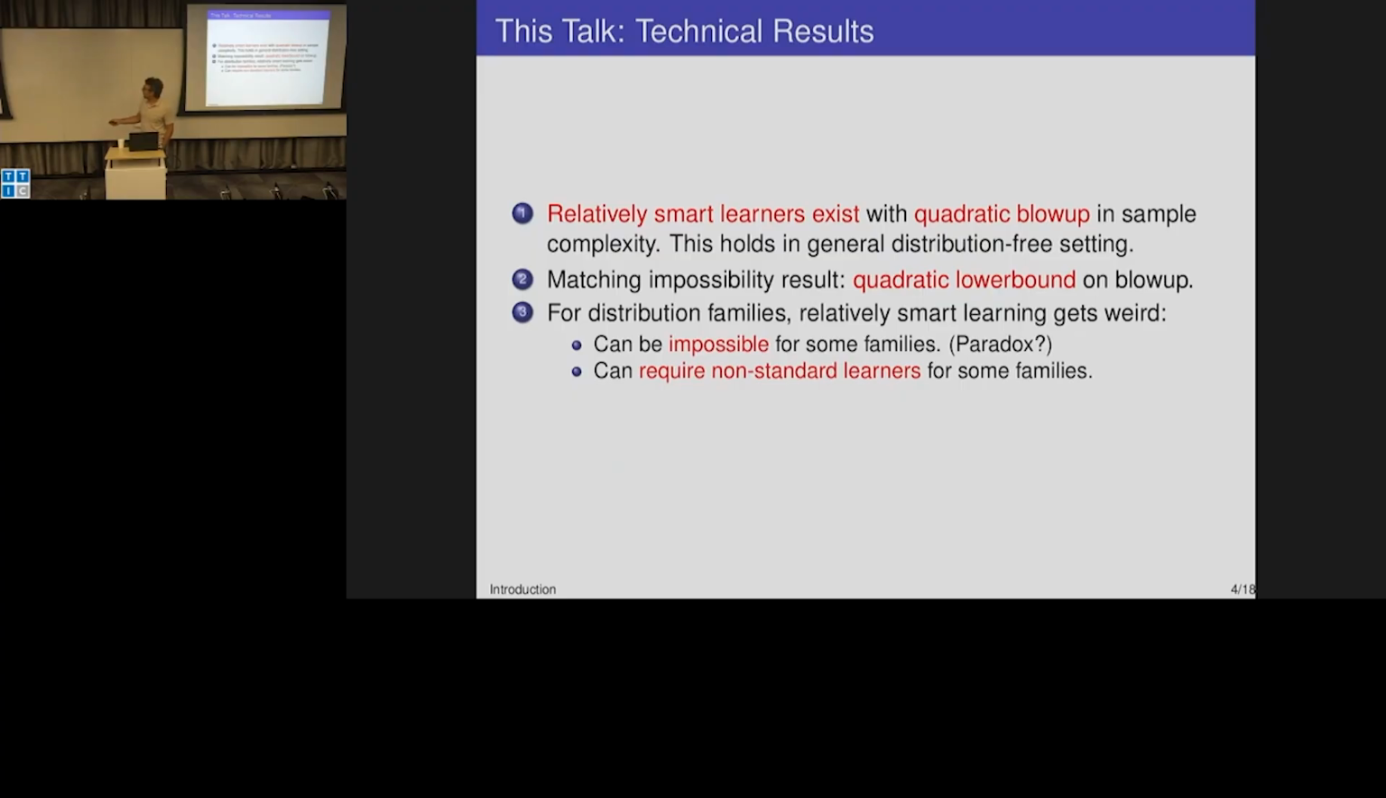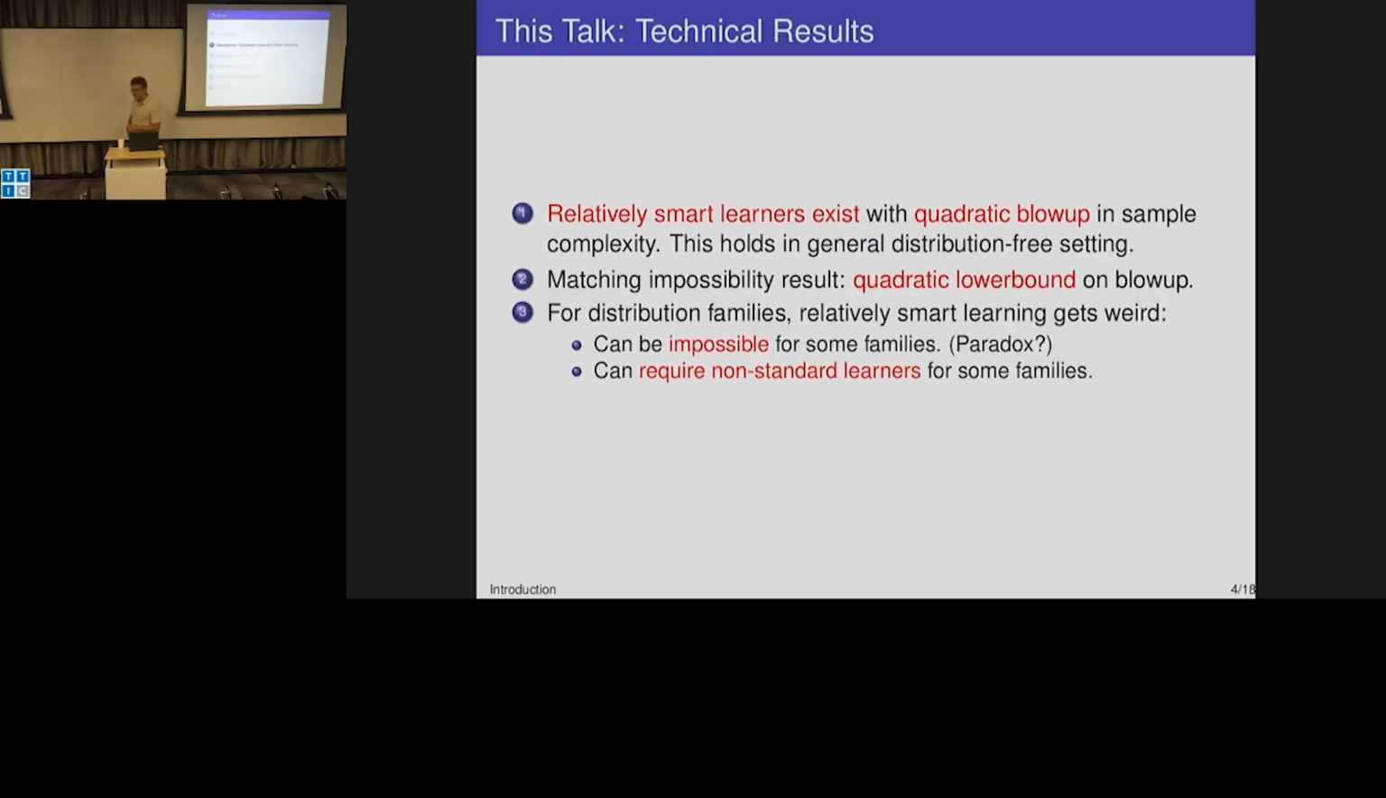So it can be impossible, which implies, by the way, that the hardness of relatively smart learning is not monotone in the distribution family. I'll tell you more about that later. But also, even when it is possible, it can require non-standard learners that are carefully catered to the distribution family. So I'm going to give you that later. Okay. But for a while, I'm going to focus on the distribution-free setting as well.